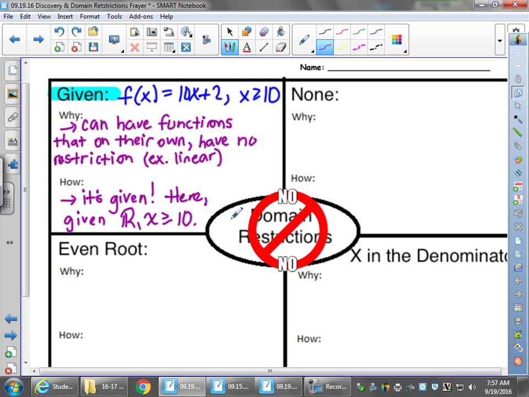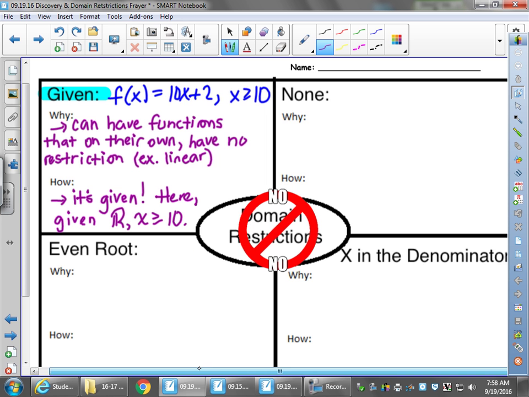Now, from our discovery, yes, it's given. Right here? Here? Here. Here, given all real numbers x greater than or equal to 10. Yes, Cassidy? Here? That's meant to be a comma. I'm sorry. Comma. Let me make it smaller. Better? Okay. Great.